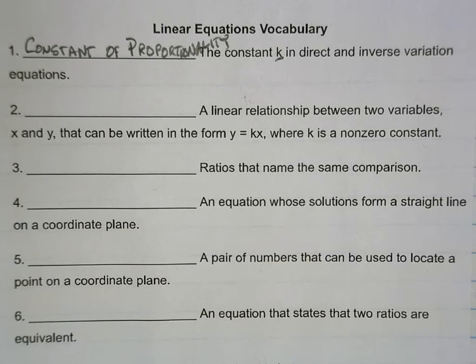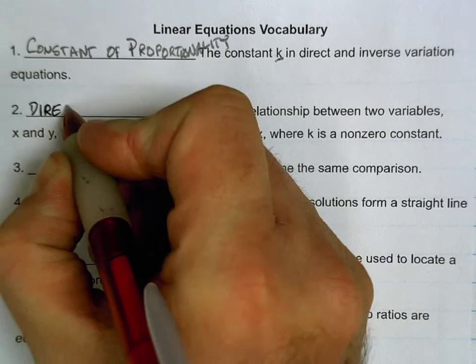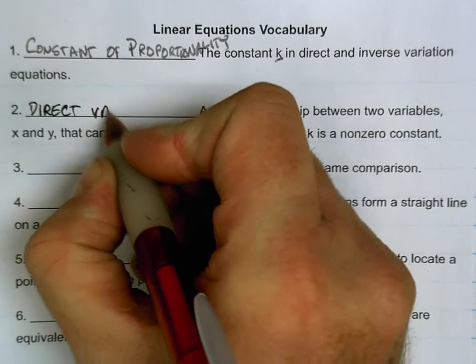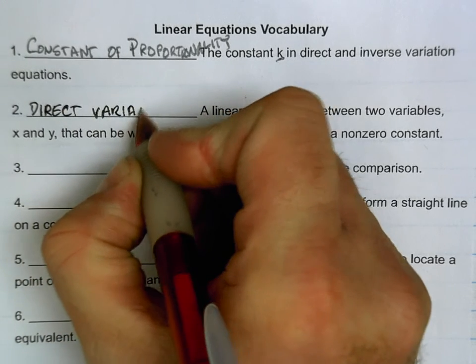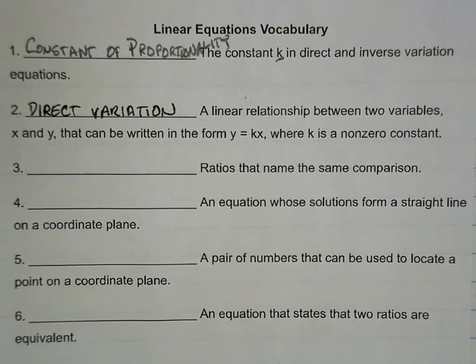A linear relationship between two variables, x and y, that can be written in the form y equals kx. What do we call that? It's called direct variation. Very good. Direct variation means that it starts at the origin.